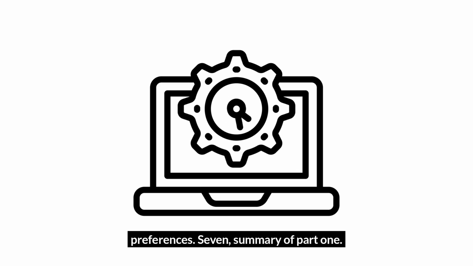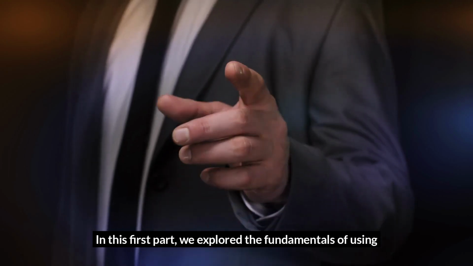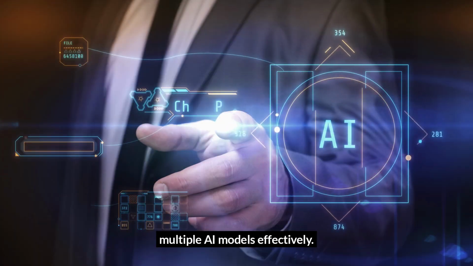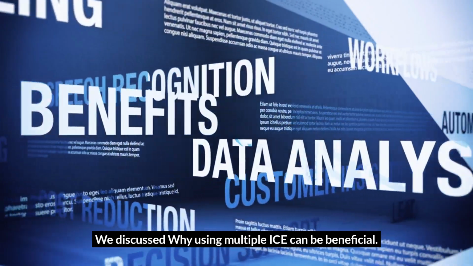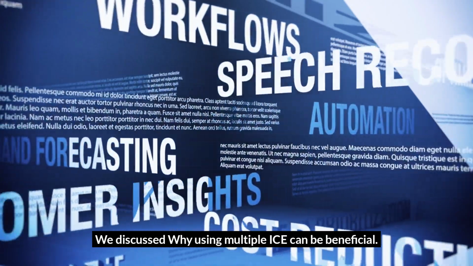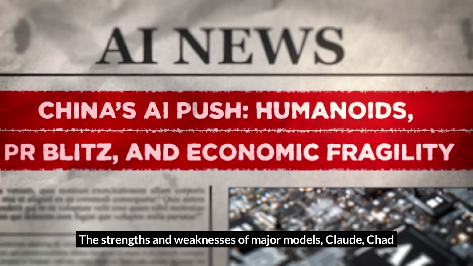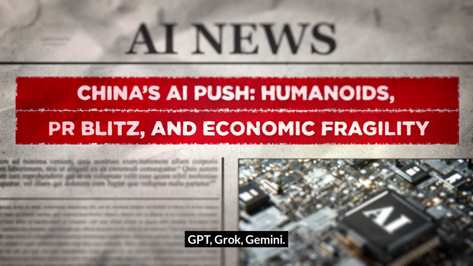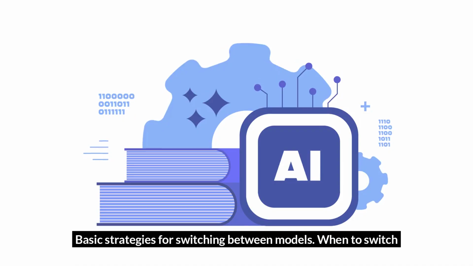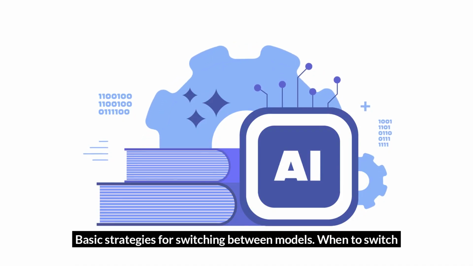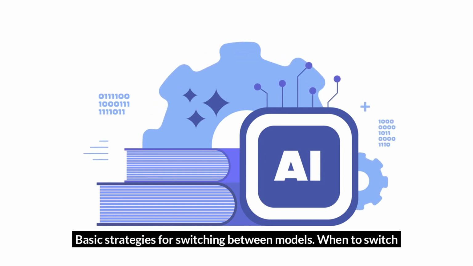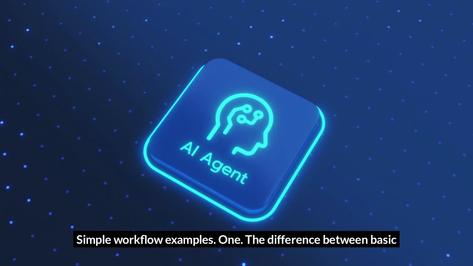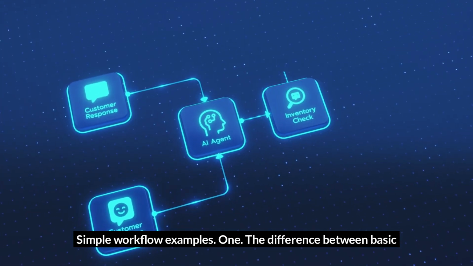7. Summary of Part 1. In this first part, we explored the fundamentals of using multiple AI models effectively. We discussed why using multiple AIs can be beneficial, the strengths and weaknesses of major models (Claude, ChatGPT, Grok, Gemini), basic strategies for switching between models, when to switch between different AIs, common mistakes to avoid, and simple workflow examples.